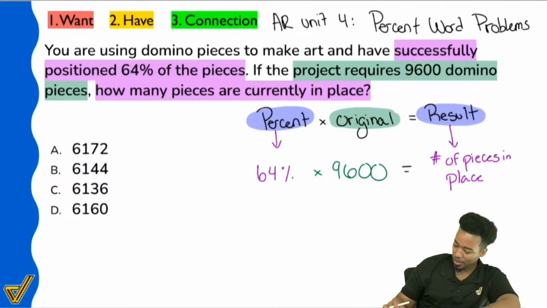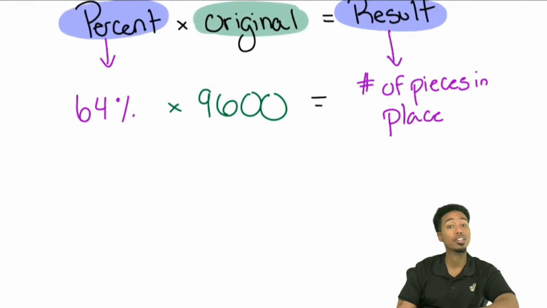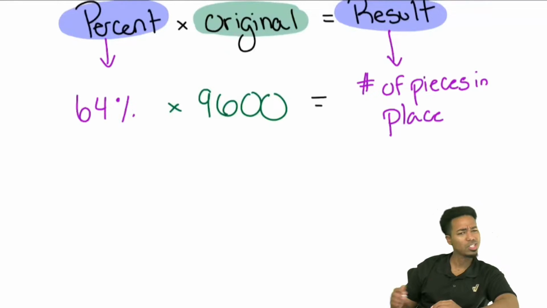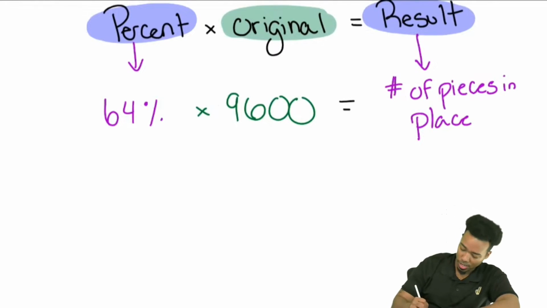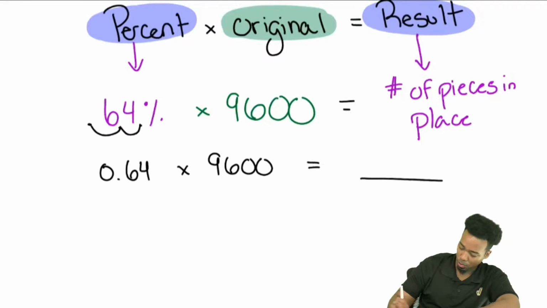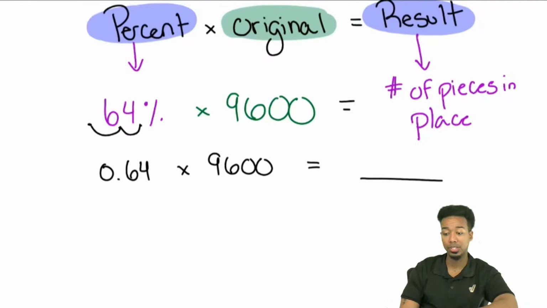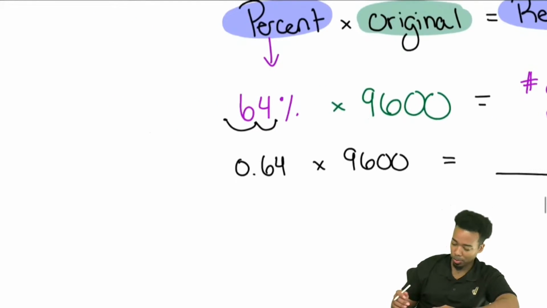So here, everybody, when we multiply by percents, we first have to turn them into what? We got to convert them into a decimal. That's right. So 64%, what does that turn into? 0.64. That's correct. So boom, you move that decimal place over twice to the left. So that's going to be 0.64 times 9,600. And that's going to equal, again, the number of pieces that are in place. Now that you have that there, we're set. We're going to go ahead and actually multiply, and we're done.